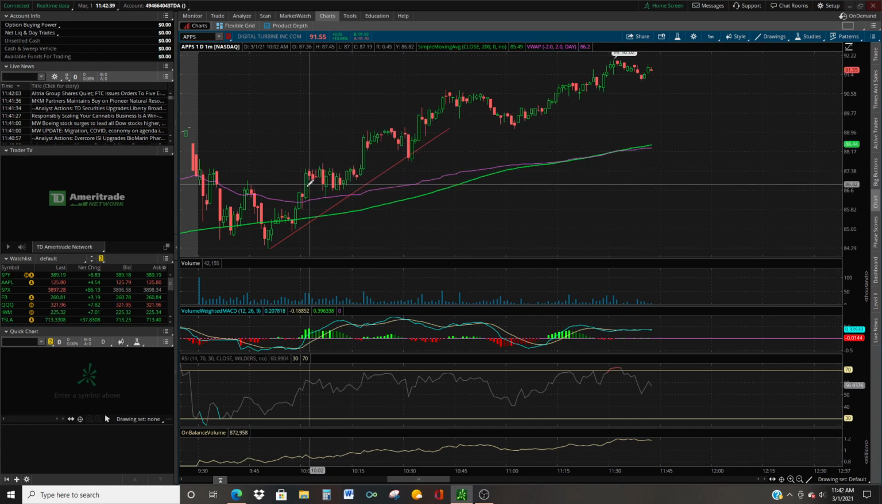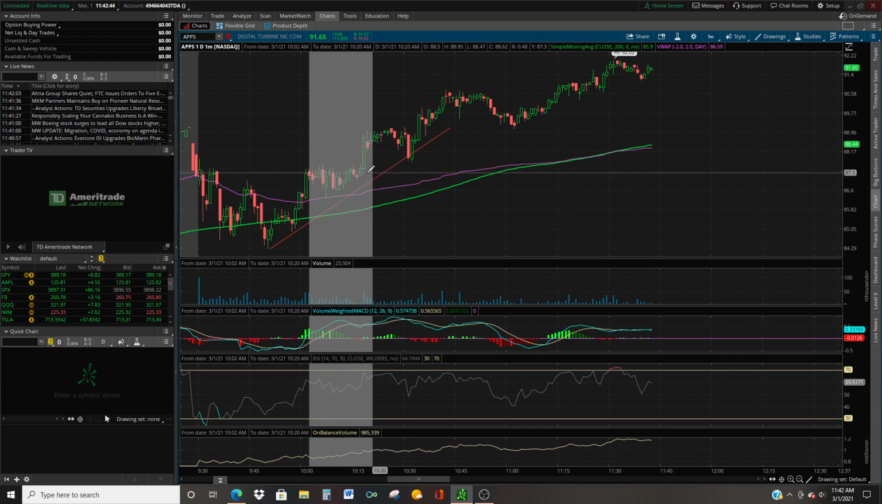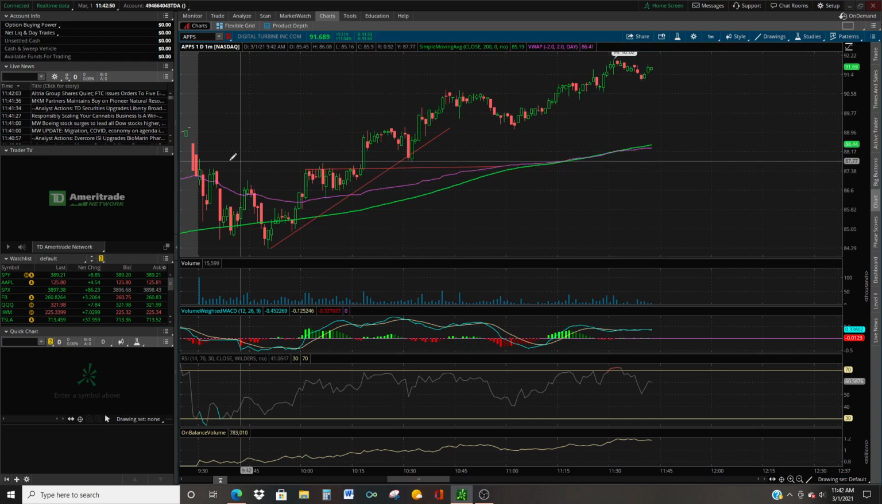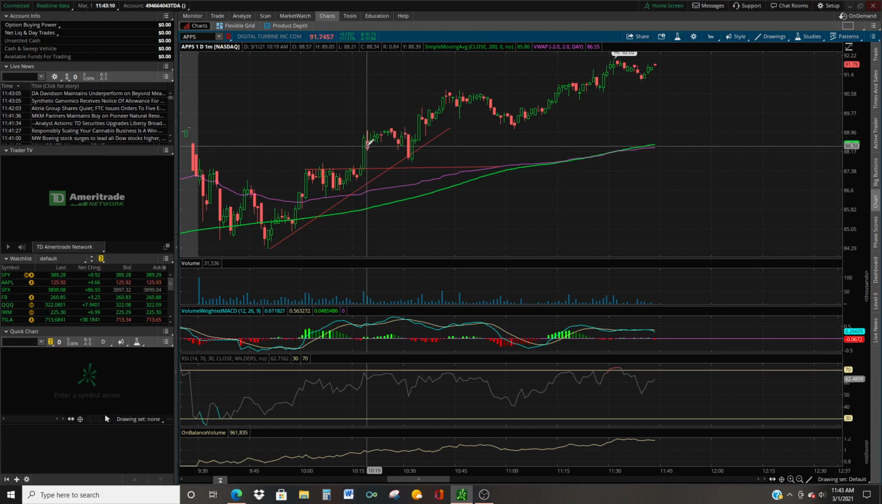But see what happens a lot when it breaks out like this. This area that it breaks out from is a lot of the time used as support. So if you see that acting as support and bouncing off this area and not violating this area again, usually you're good. But I saw that I was in the green and I saw this pullback, and I'm like, well, I want to set my stop under this candle right here. If it gets below that candle, then I'm out.